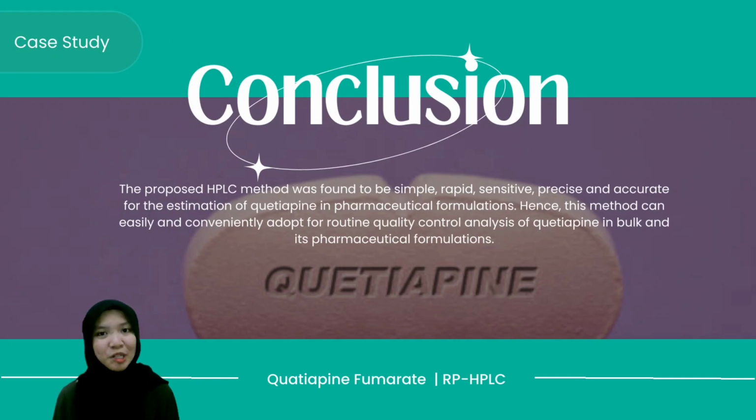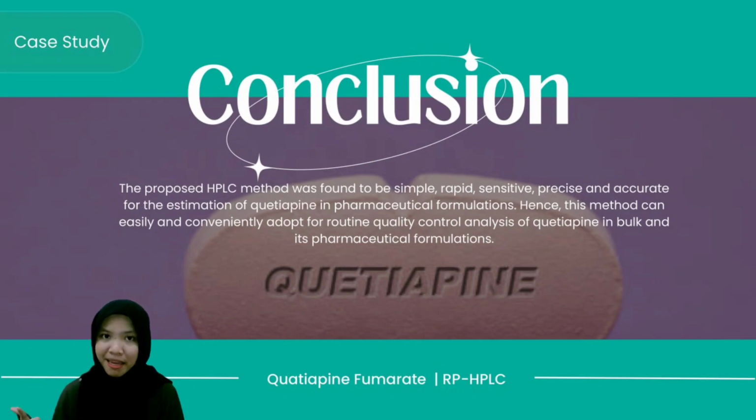In conclusion, the proposed HPLC method was found to be simple, rapid, sensitive, precise and accurate for the estimation of quetiapine in pharmaceutical formulation. Hence, this method can easily and conveniently be adopted for routine quality control analysis of quetiapine in bulk and its pharmaceutical formulations.